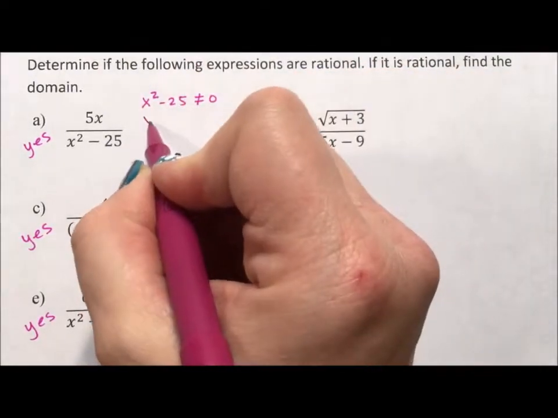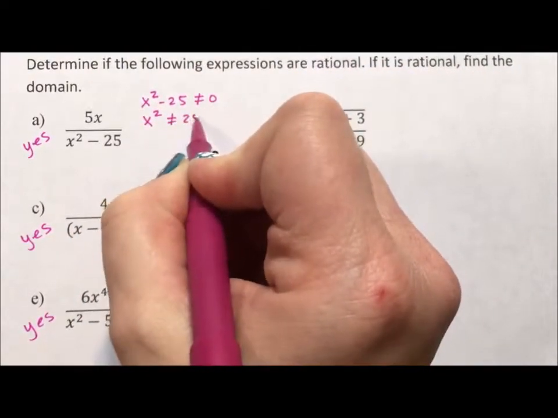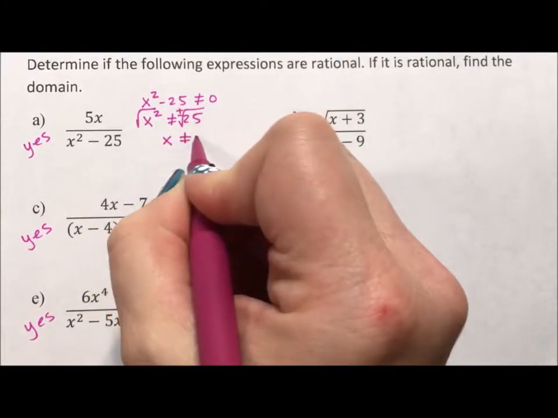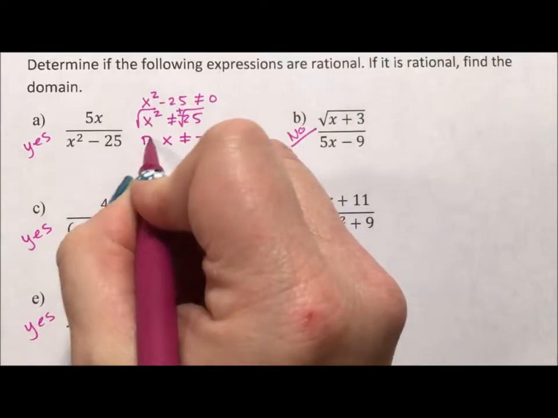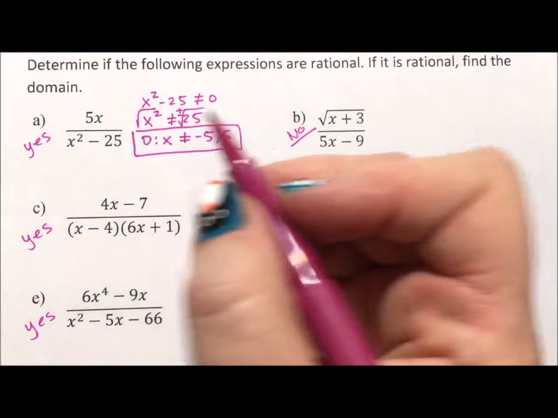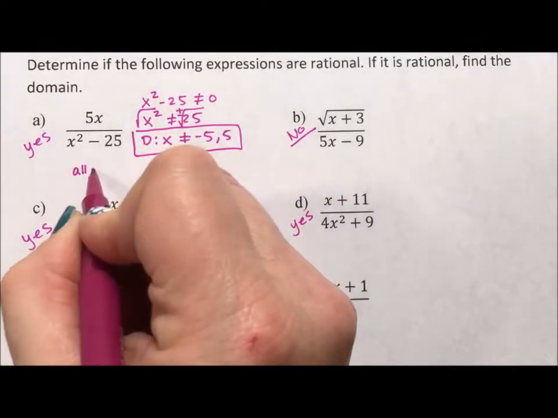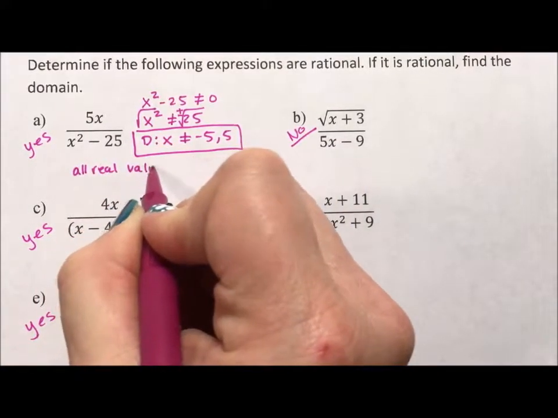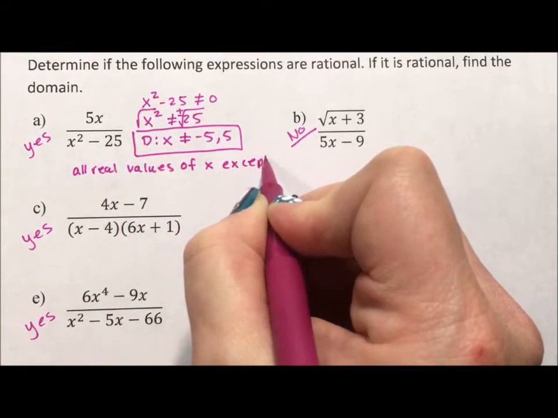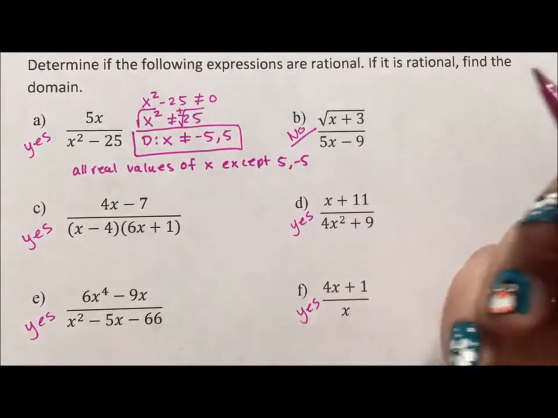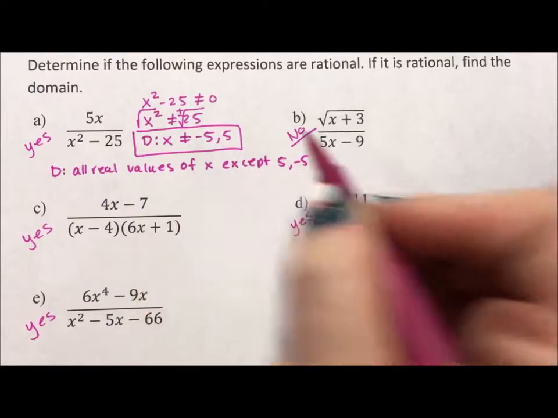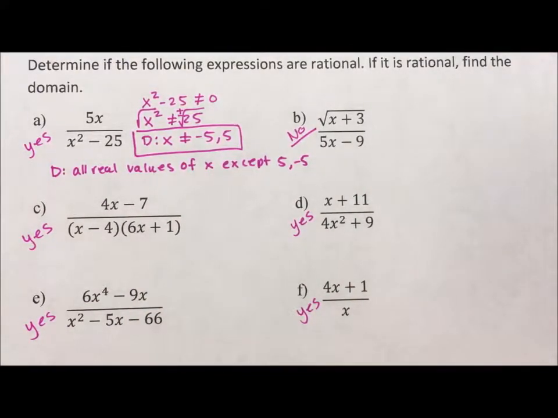I can do this in a couple of ways. One way is to factor, one way is to isolate. x squared cannot be 25, square root with a plus or minus, which means x cannot be negative 5 or 5. Now, to me, this is how I usually write the domain. Sometimes people want a full sentence. All real values of x except 5 and negative 5. That also works. They mean the same thing. So you can do the domain as a sentence or as just your basic inequality.